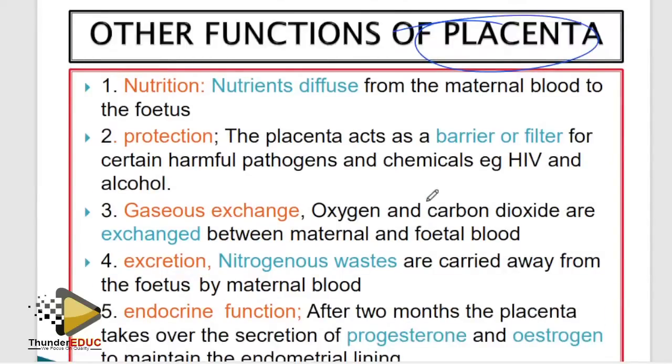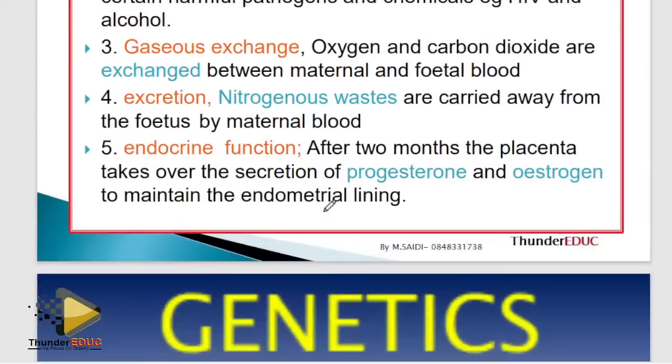Think about the processes which occur in your body. Obviously, you have gaseous exchange, you excrete, you go to pee, you develop the breasts, that is endocrine, then you protect, the skin protects you, you eat, and then you pass gas. Nutrition, yes. So think about the processes you have in your body, then you'll be able to know the functions of the placenta, because the placenta is doing everything for the baby. At least not two. Don't know everything.